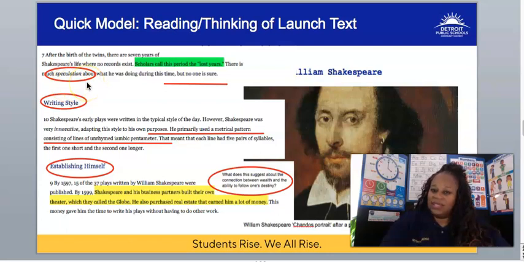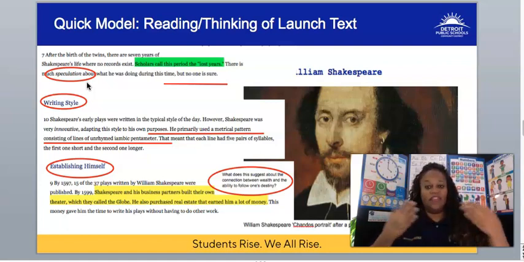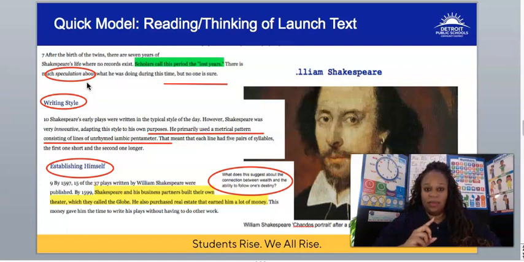So let's read the sentence before and just after that so that we can figure out what speculation means. It says, Shakespeare's life, there were no records that exists. Scholars call this period the lost years. There is much speculation about what he was doing during this time, but no one is sure.